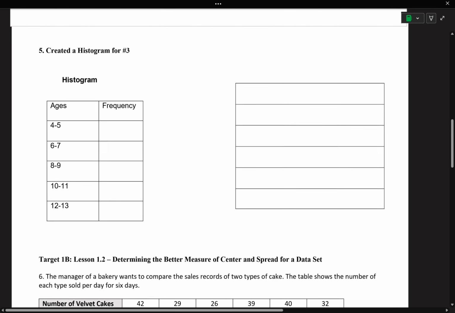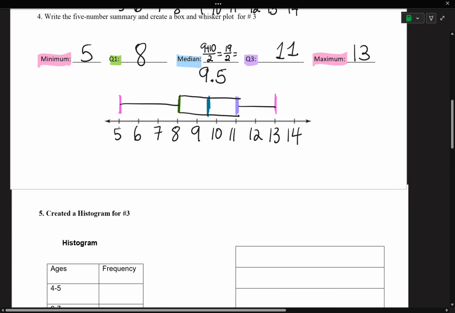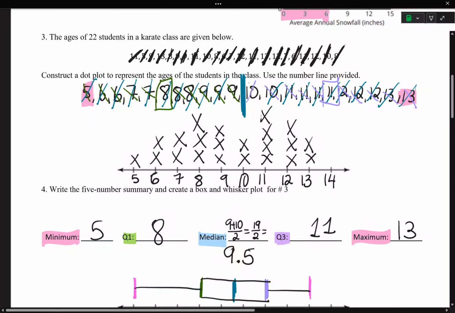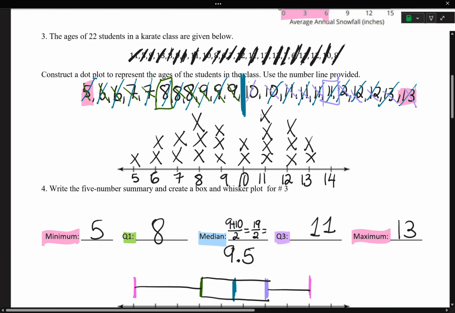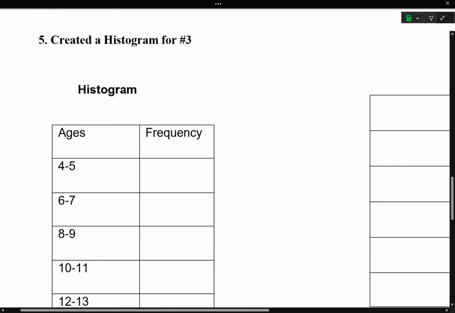Number 5, let's create a histogram for number 3. So what we have here is ages and frequencies. Let's take a look at how many ages were 4 through 5. Well, there were no 4s, and there was 1 5. So the frequency for ages 4 through 5 is 1.